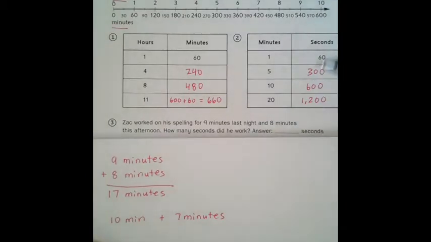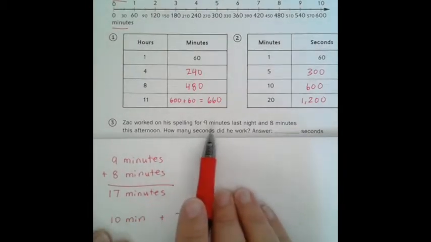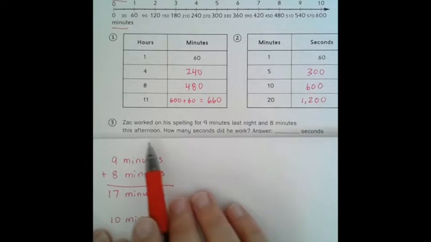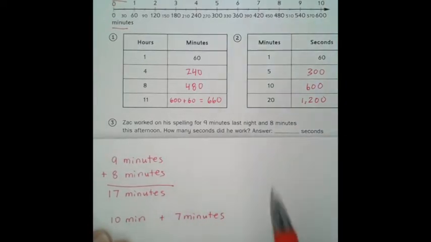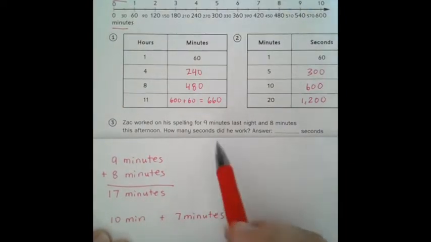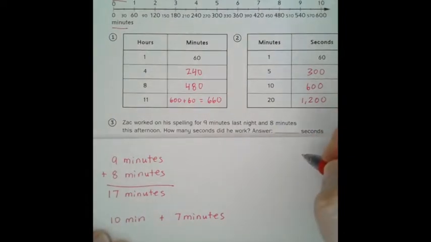All right, on to question 3. This is a number story. Let's read it through. Zach worked on his spelling for 9 minutes last night and 8 minutes this afternoon. How many seconds did he work? So we have to start and add our minutes together. 9 minutes plus 8 minutes is 17 minutes. Most 4th graders who are wanting to rush through their homework will write 17 here and think that's their answer.